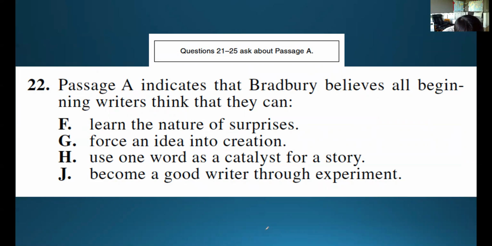Well, in the beginning of the passage, in lines 2 and 3, it says, "Like every beginner, I thought you could beat, pummel, and thrash an idea into existence." So what's the answer? It's every beginner thinks they can force an idea into creation. Pretty simple. I don't need to go over the other ones because that one's obvious.